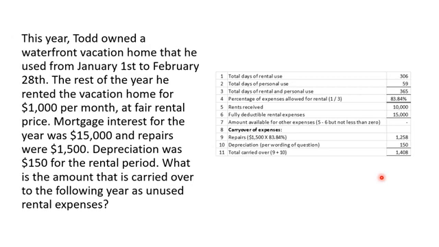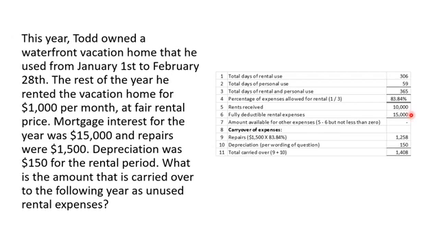Well, the first thing we need to do is recall that because his personal use was more than the greater of 14 days or 10% of the days rented, because he rented 306 days, 10% of that is about 31 days. Well, he used it for 59 days. So this is considered to be used as a home. Since it's used as a home, he can only take expenses up to the amount of his income. Well, his income is $10,000. That's 10 months at $1,000 per month, or $10,000.